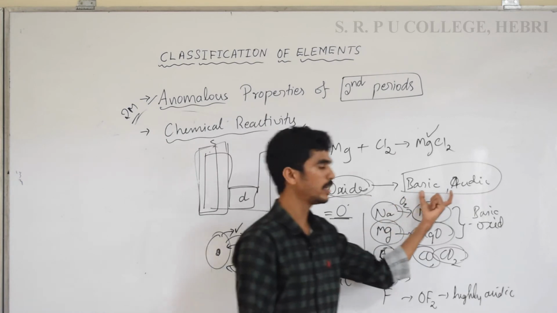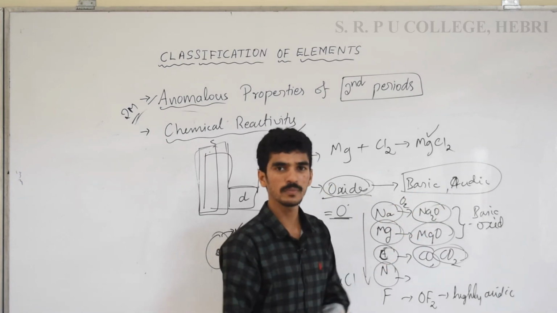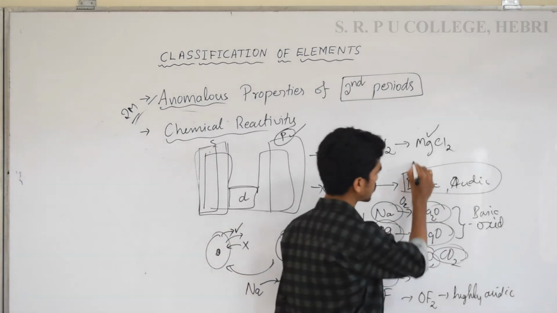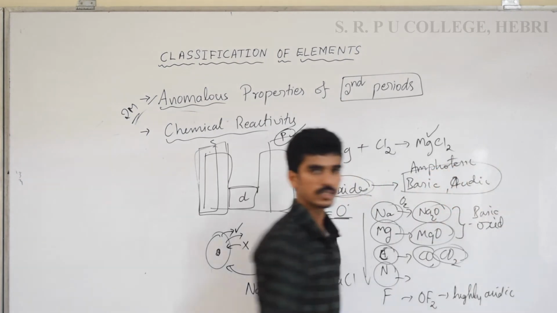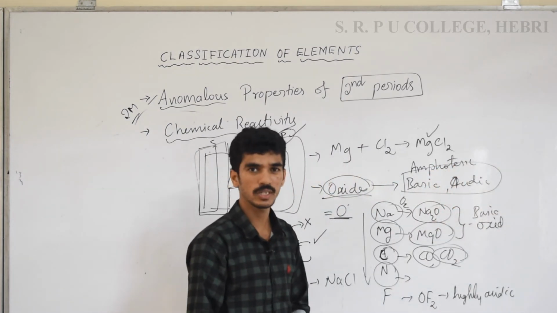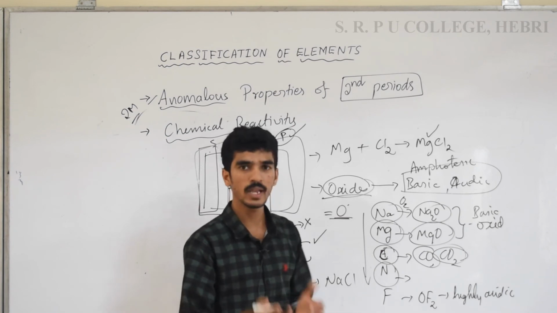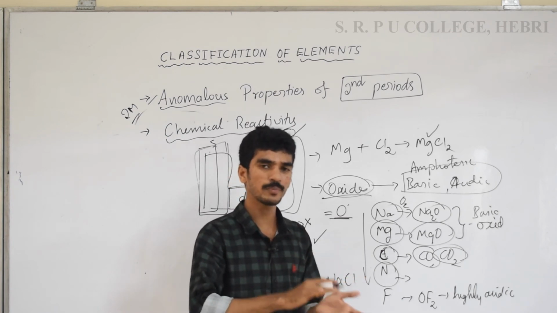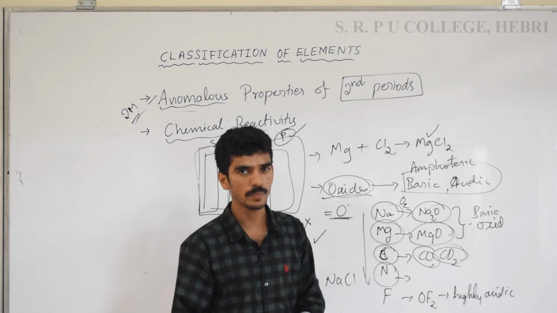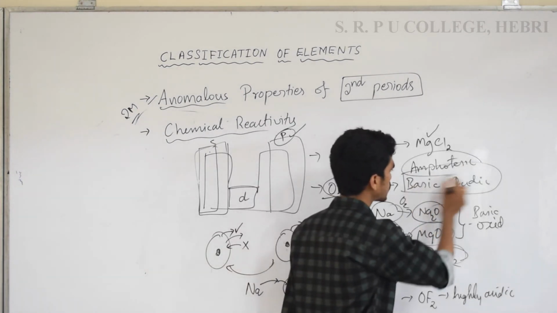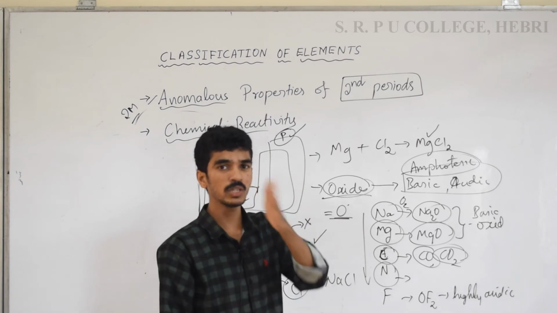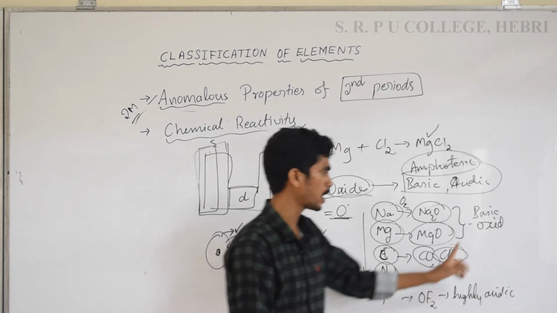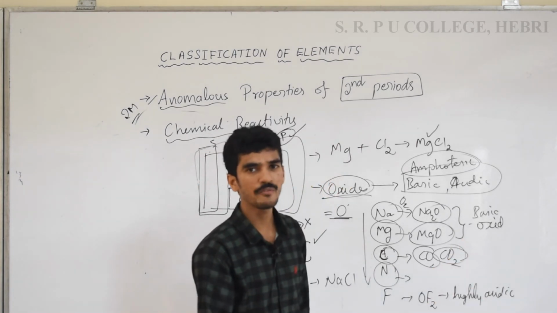Apart from this, there is one more term, that is amphoteric oxides. What is the meaning of amphoteric oxides? In general, it can show both acidic properties as well as basic properties. That kind of oxide is called an amphoteric oxide. Usually 13th group and 14th group elements combined with oxygen form amphoteric oxides.